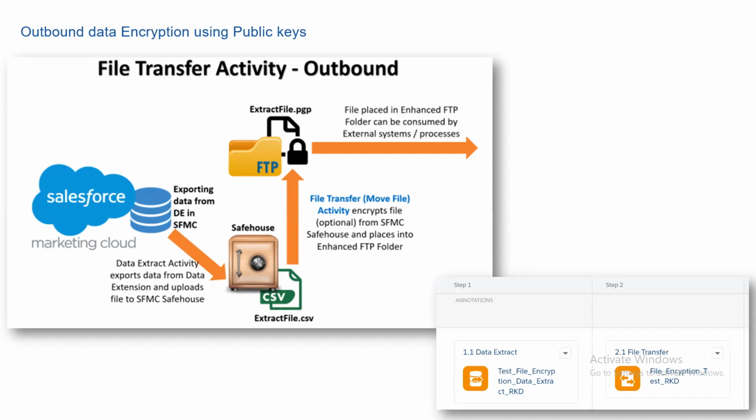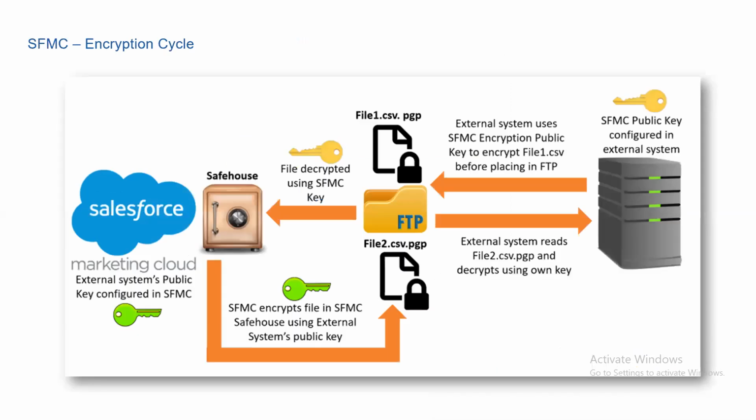Once the data is extracted, we push that file to the file transfer activity. Whenever you're pushing, you have an option to move the file to the Safehouse. Once it is in the Safehouse, automatically, whatever file location you have selected under the FTP, it will be stored in that file location. Okay, that's how the outbound and inbound process works with respect to encryption and decryption of data.